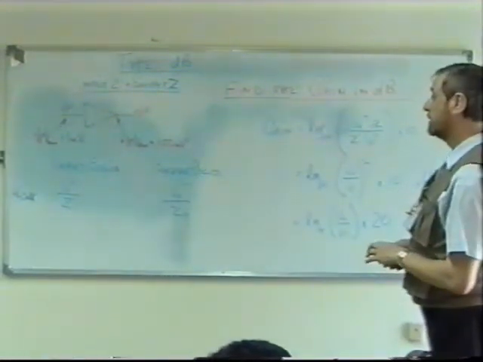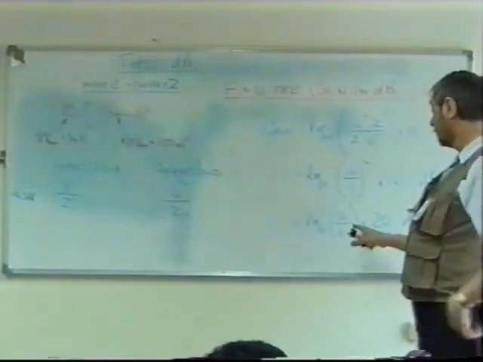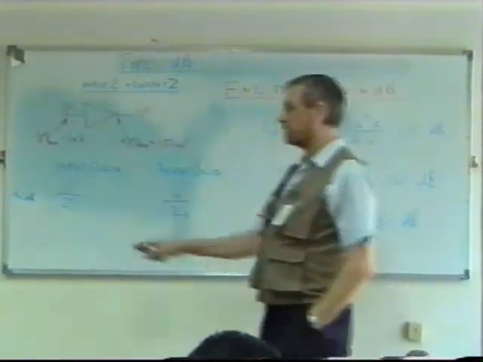And the V output is 100, the V input is 1. So the logarithm of 100 is 2, times 20 is 40. That's correct. What you said was correct for 40 decibels.